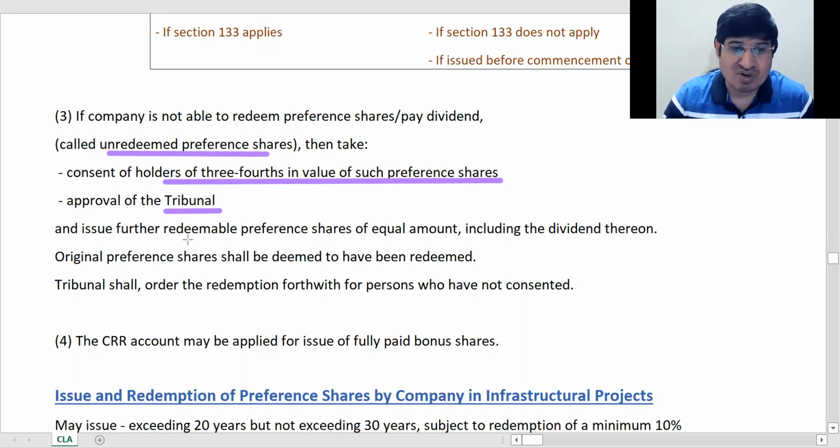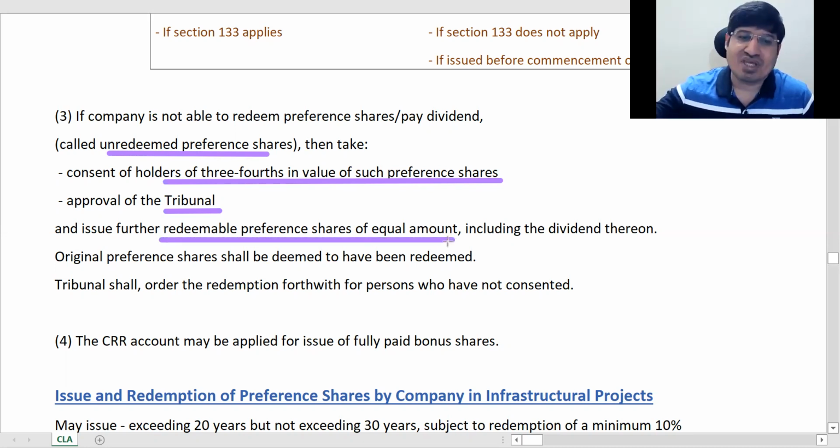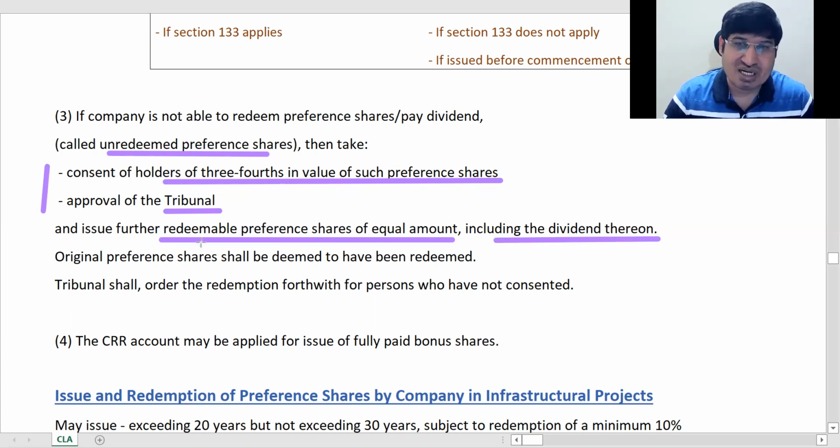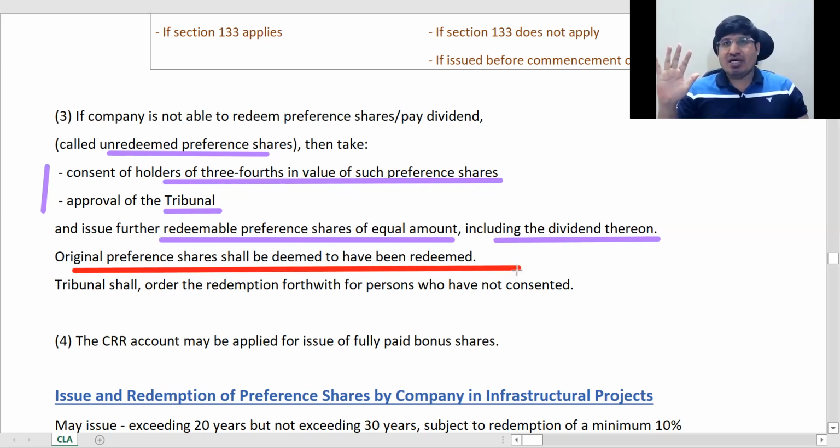If these two things have happened, that is, 75% preference shareholders have consented and the tribunal has approved, then, because you don't have money, for the preference shares which you couldn't redeem, you can cancel them, issue further redeemable preference shares of equal amount, and give a further period as agreed with them. So if they are ready to give you 2 years more, then you will issue new preference shares for that particular date. And any dividend which you have not been able to pay will also be added to this preference share amount, including dividend thereon. If you have followed this procedure, then the original preference shares will be deemed to have been redeemed as per the rules. So you will not have any penalties in this case.